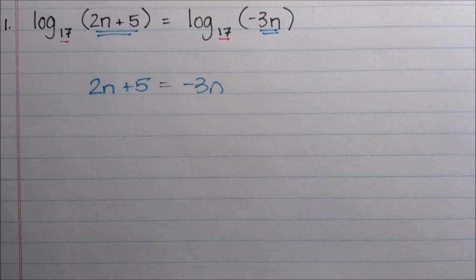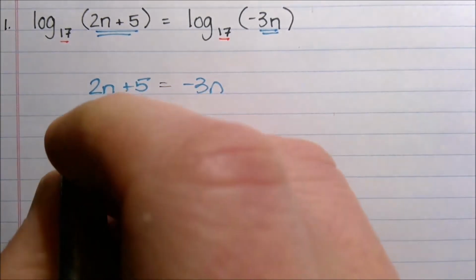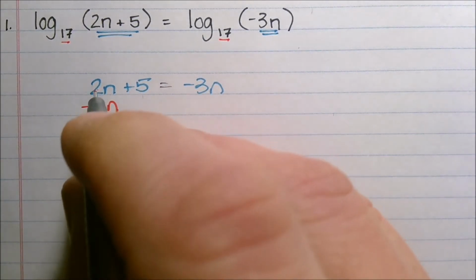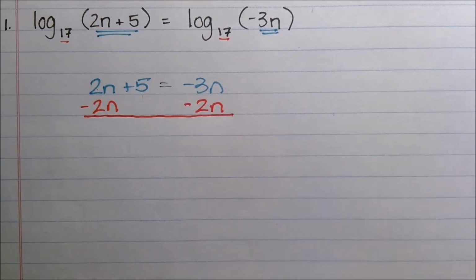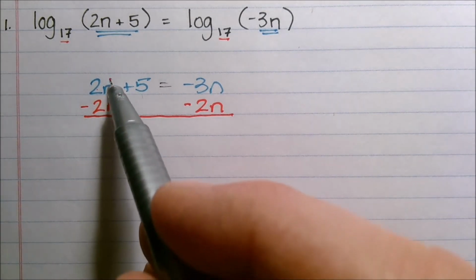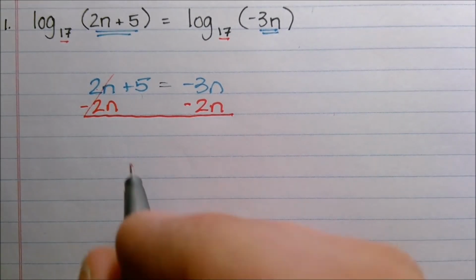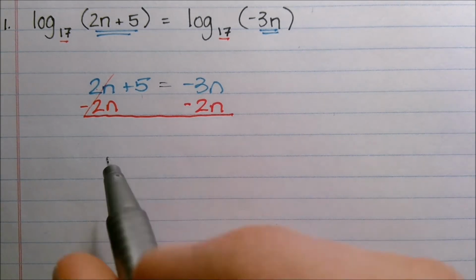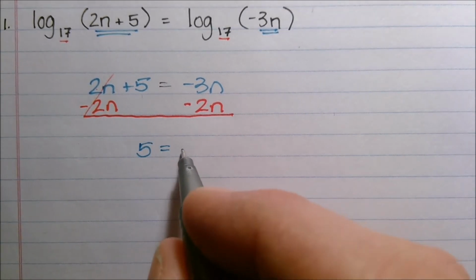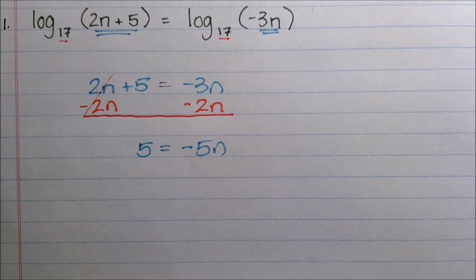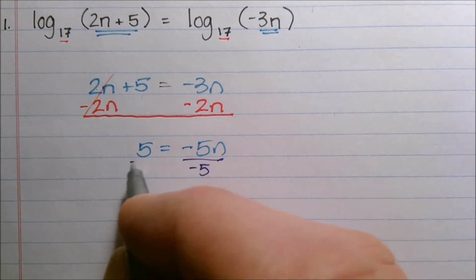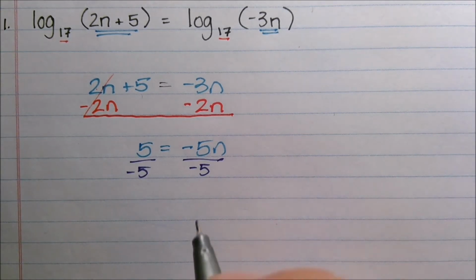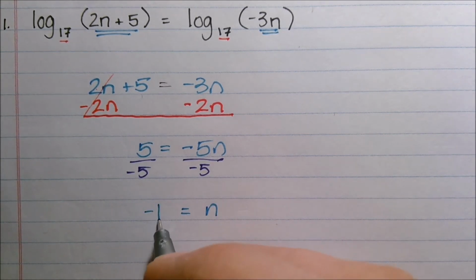The rest of solving this is simply algebra 1. We combine like terms. The additive inverse of 2n is negative 2n. We need to maintain equality, so we do the same thing to both sides of the equation. So we get 5 is equal to negative 5n. The multiplicative inverse of negative 5 is negative 1/5, or dividing by negative 5. And we end up with n is equal to negative 1.